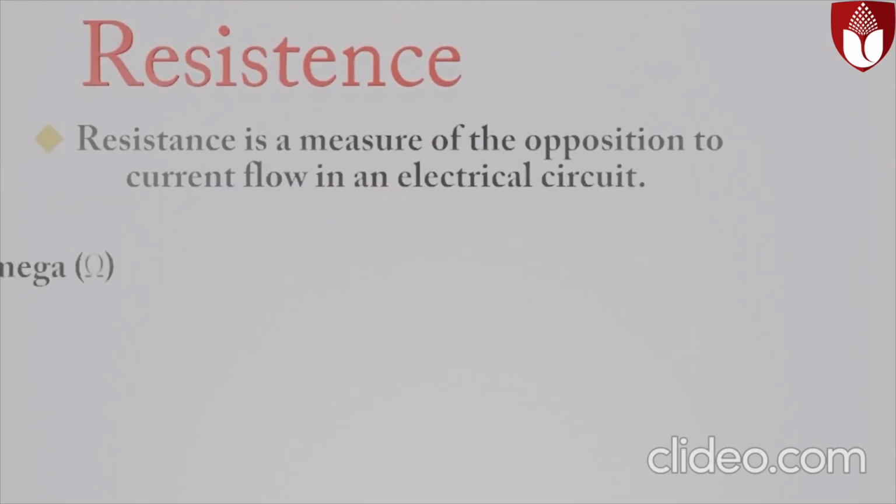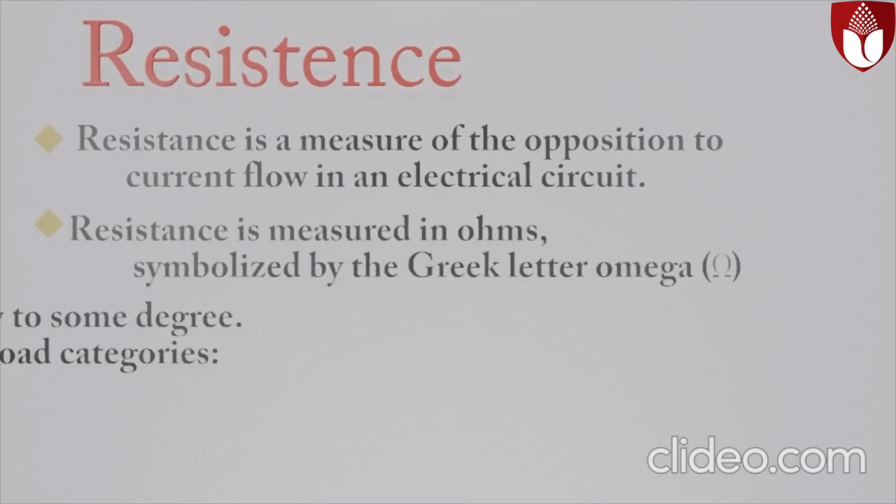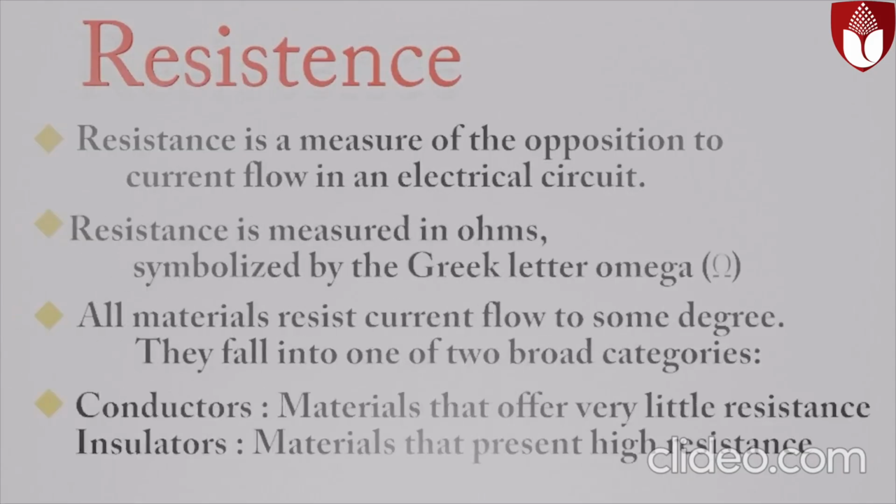Resistance is a measure of the opposition to current flow in an electrical circuit. Resistance is measured in ohms, symbolized by the Greek letter omega. All materials resist current flow to some degree. They fall into one of two broad categories, conductors and insulators.